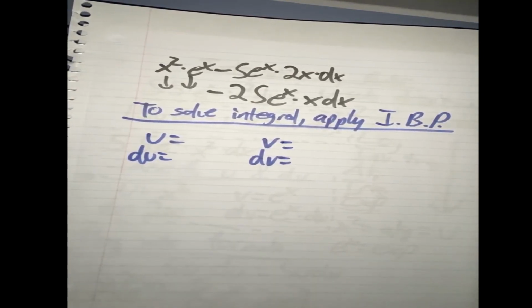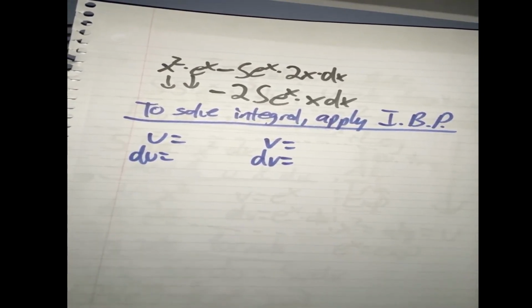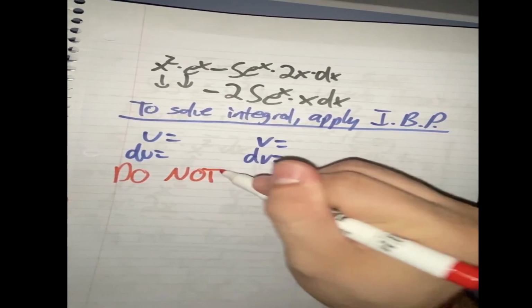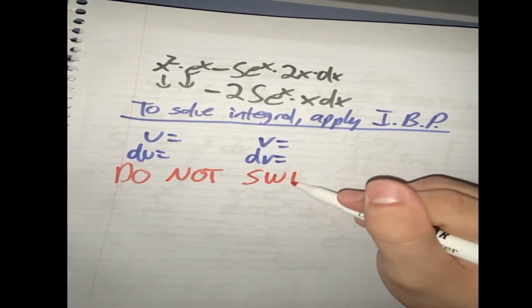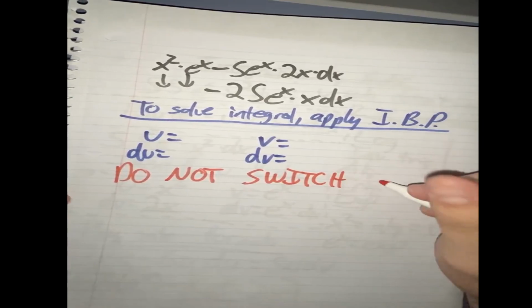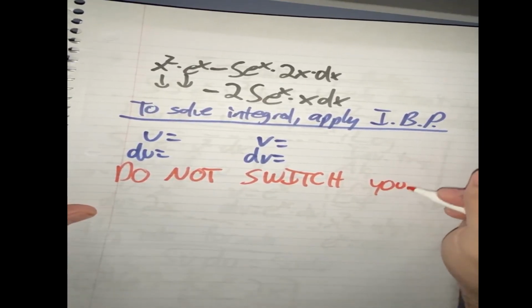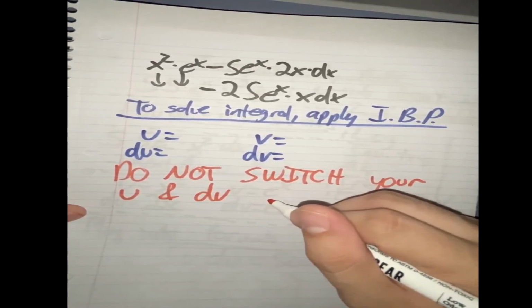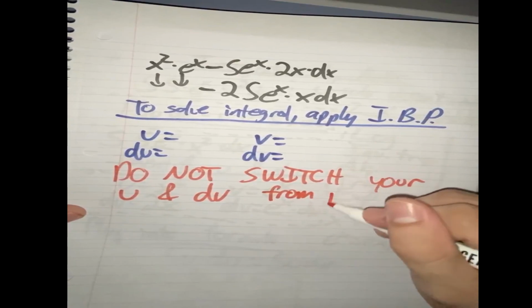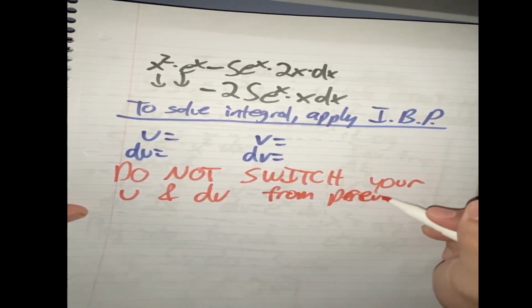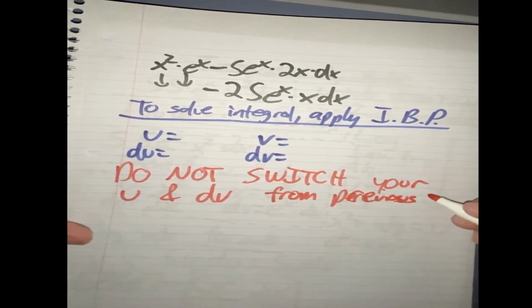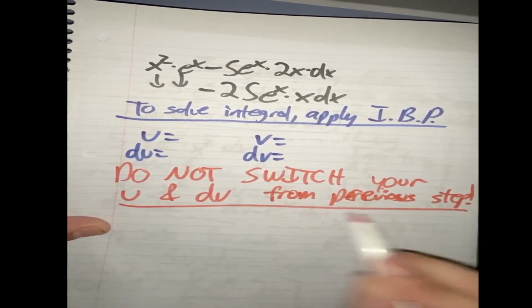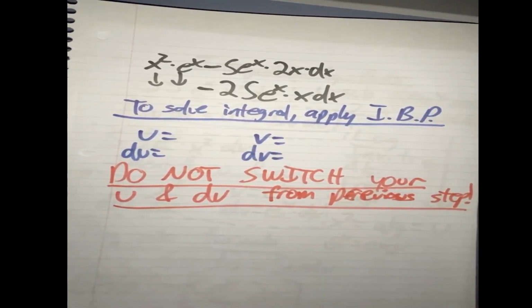So in this case, a rule of thumb that I will say is: do not switch your u and dv from the previous integral, from the previous step. So do not switch your u and your dv.